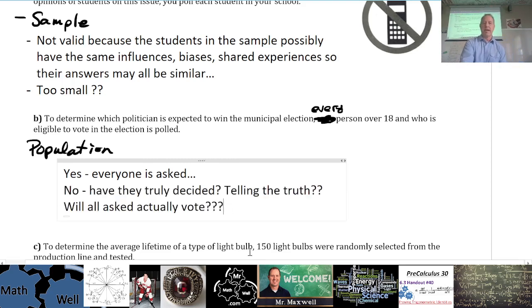Okay, so yes, everyone's asked, but you might argue no, because have these people truly decided at the time of the polling? Are they telling you the truth, or are they just mentioning a name to get away from you? And will they actually go out and vote, the people that you've asked? So that could contribute to an invalid conclusion as well.